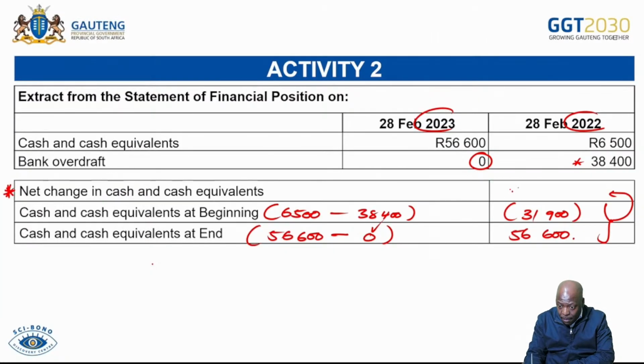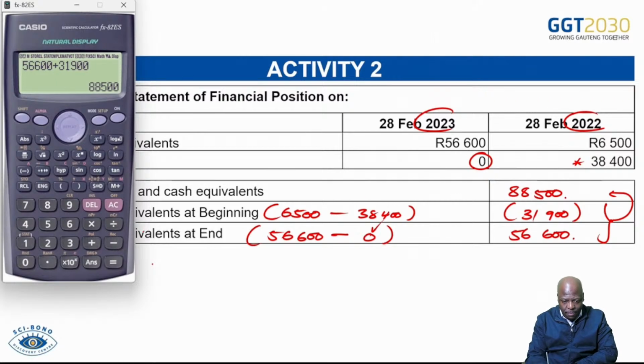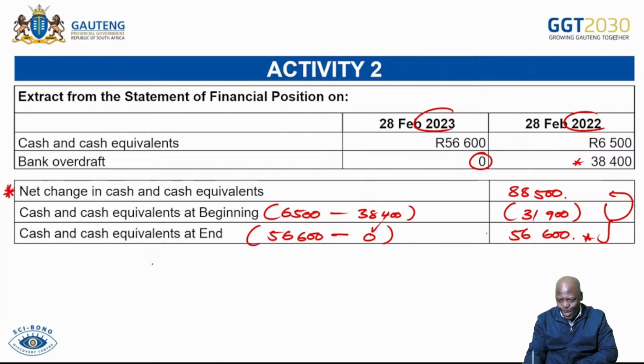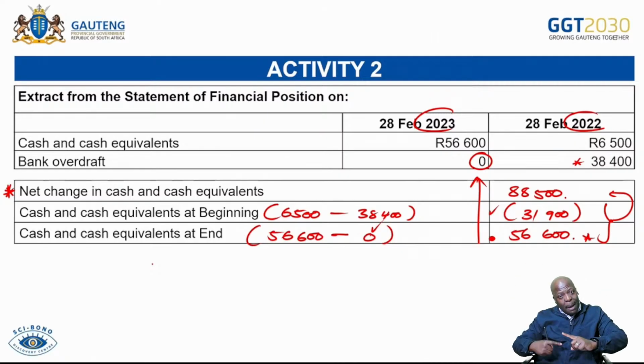So it becomes 88,500. Let's see if we can prove that 88.5. 88.5 minus, because it's a negative 31.9, minus 31.9. That is going to give us 56.6. So that is correct. When you go up, the bottom amount remains the same, but the second amount, you flip its sign. If it's a negative, it becomes a positive. If it's a positive, you make it a negative, so that when you come down, you get the same effect again.